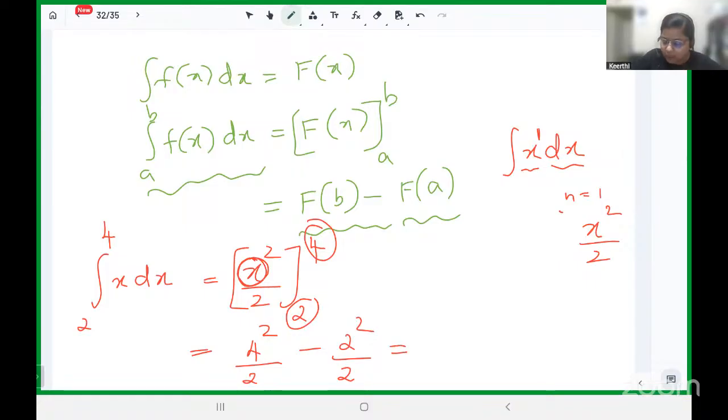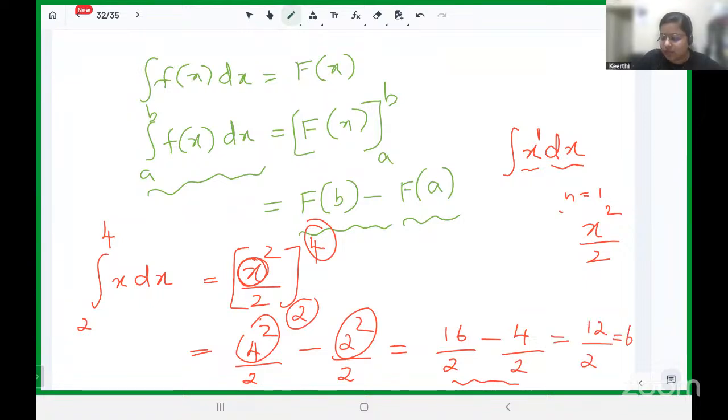So this is equal to, what is 4 square? It is 16 by 2 minus, what is 2 square? 2 square is 4. 4 by 2. The denominators are same, so you can directly subtract, right? 16 minus 4 is equal to 12 by 2. 12 by 2 is equal to 6. Which means here you are getting a fixed constant. 6 is a number, right? It is a constant number or a fixed value or a unique value, right?